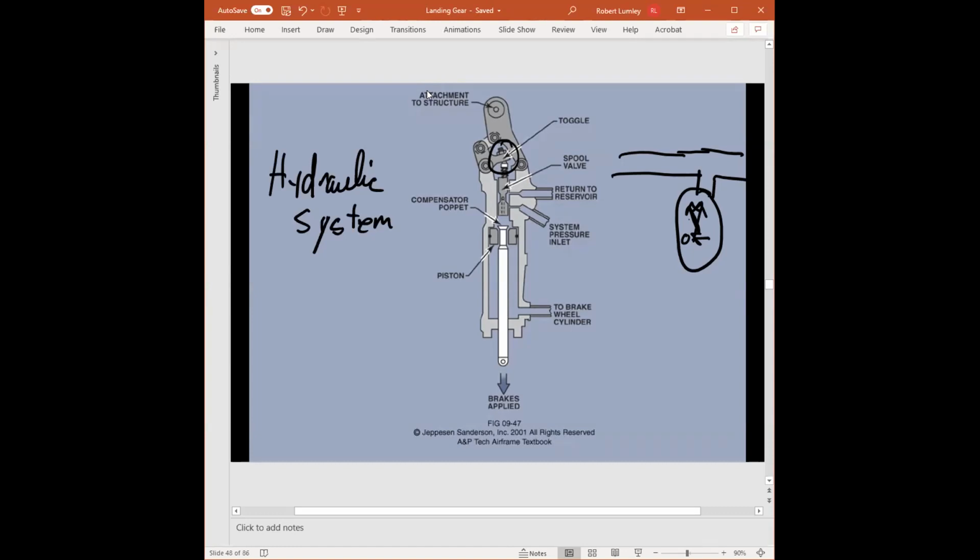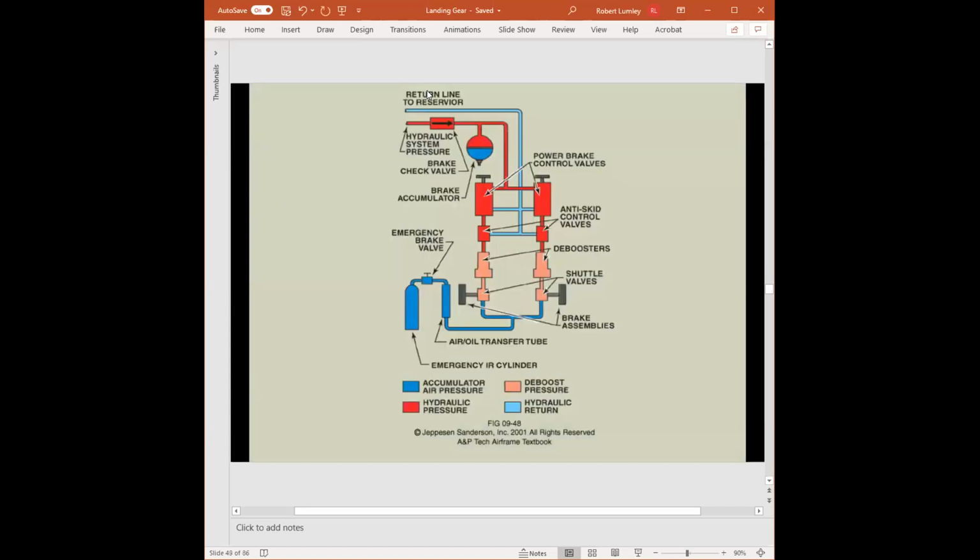So we did the independent master cylinders, the boosted brake that uses system pressure to aid the pilot in applying pressure. And now we go to the power brake system.